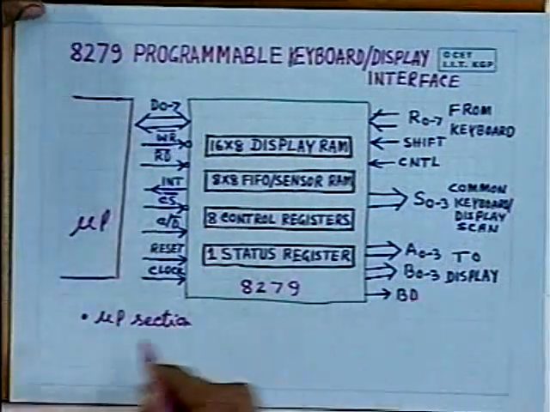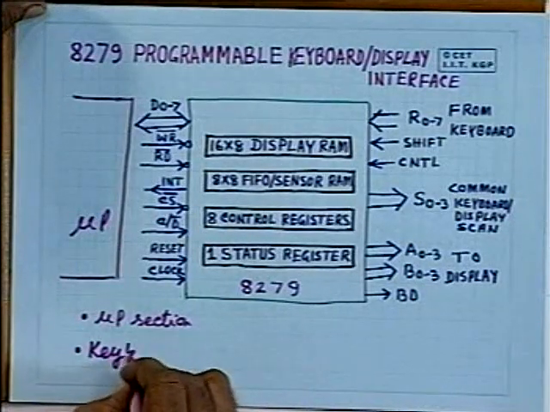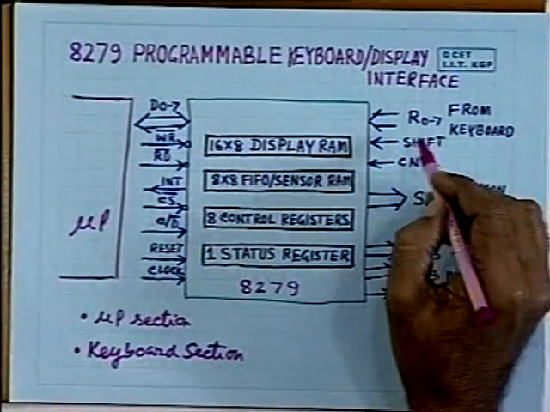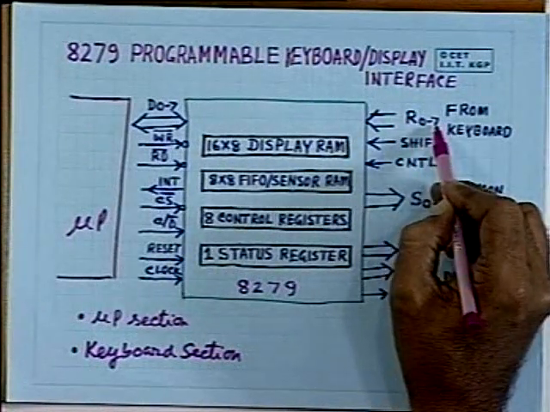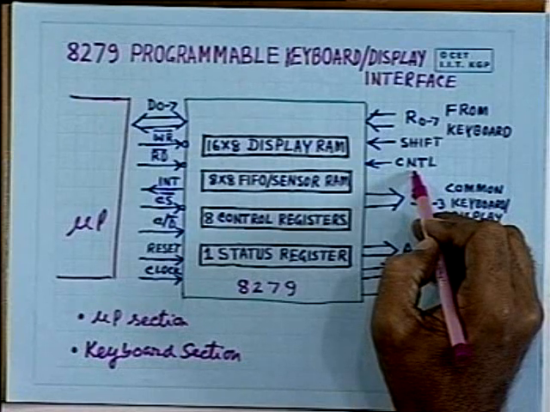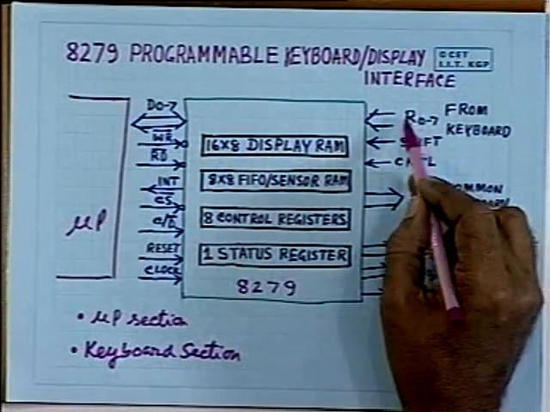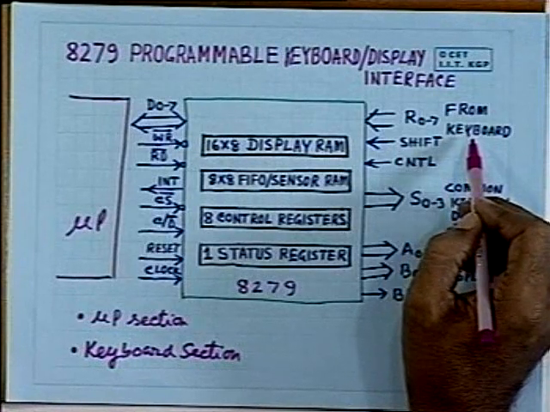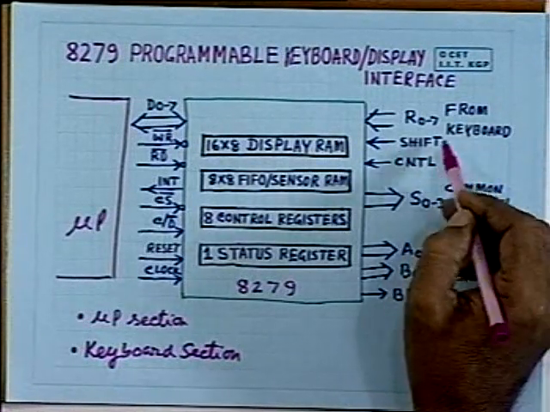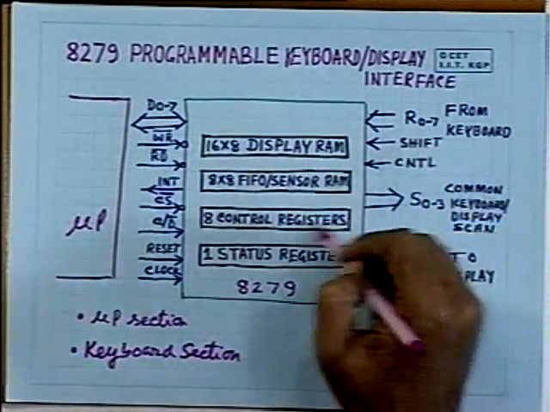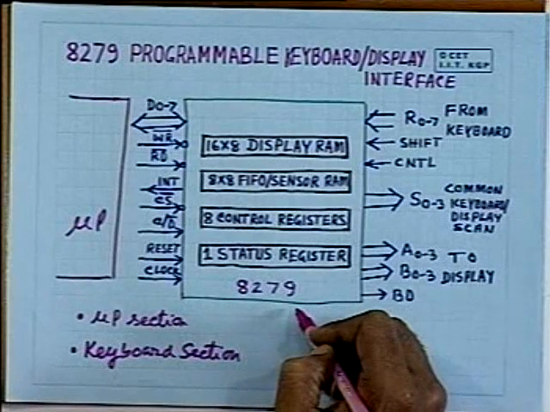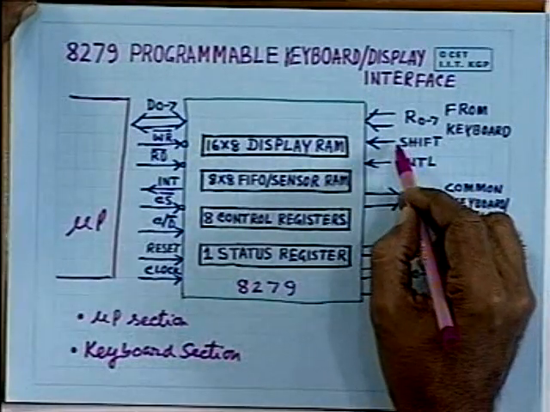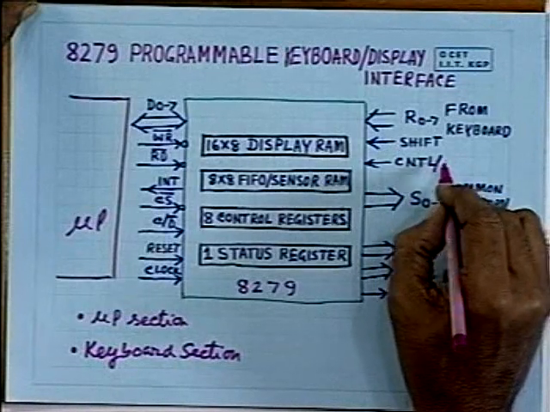Then it has got the keyboard section. In the keyboard section, as you can see, there are 8 lines, R0 to R7, then shift and control. So these lines are essentially the column lines coming from the keyboard, and this keyboard can allow up to 8 by 8 keys, that means 64 keys can be interfaced very easily through this particular programmable keyboard display interface. So 8 column lines are connected here. Then it has got 2 additional lines, shift and control, and strobe STB.